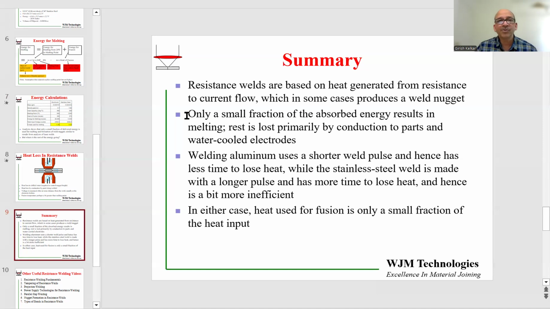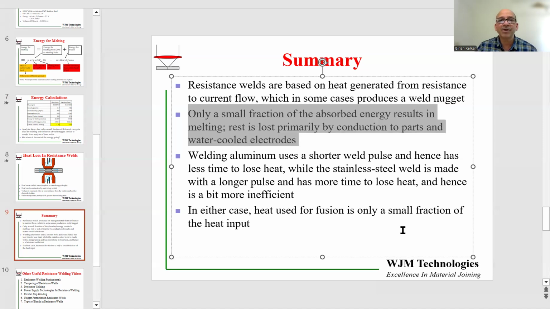And what we have found is only a very small fraction of the absorbed energy is used for melting. The rest is lost primarily by conduction, which is not a huge surprise, but such a low efficiency came as a surprise to me. I would have thought it would be maybe 5, 10, 20%, but it is a much smaller number than that.